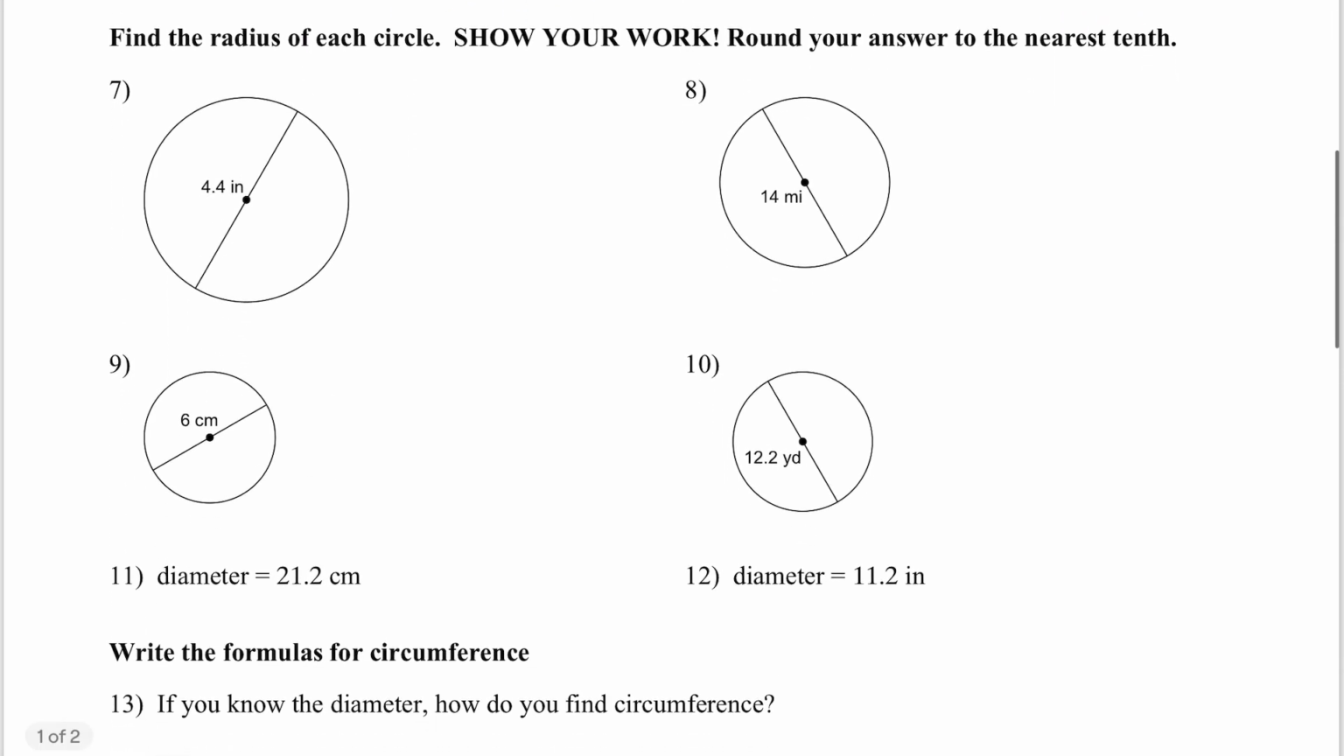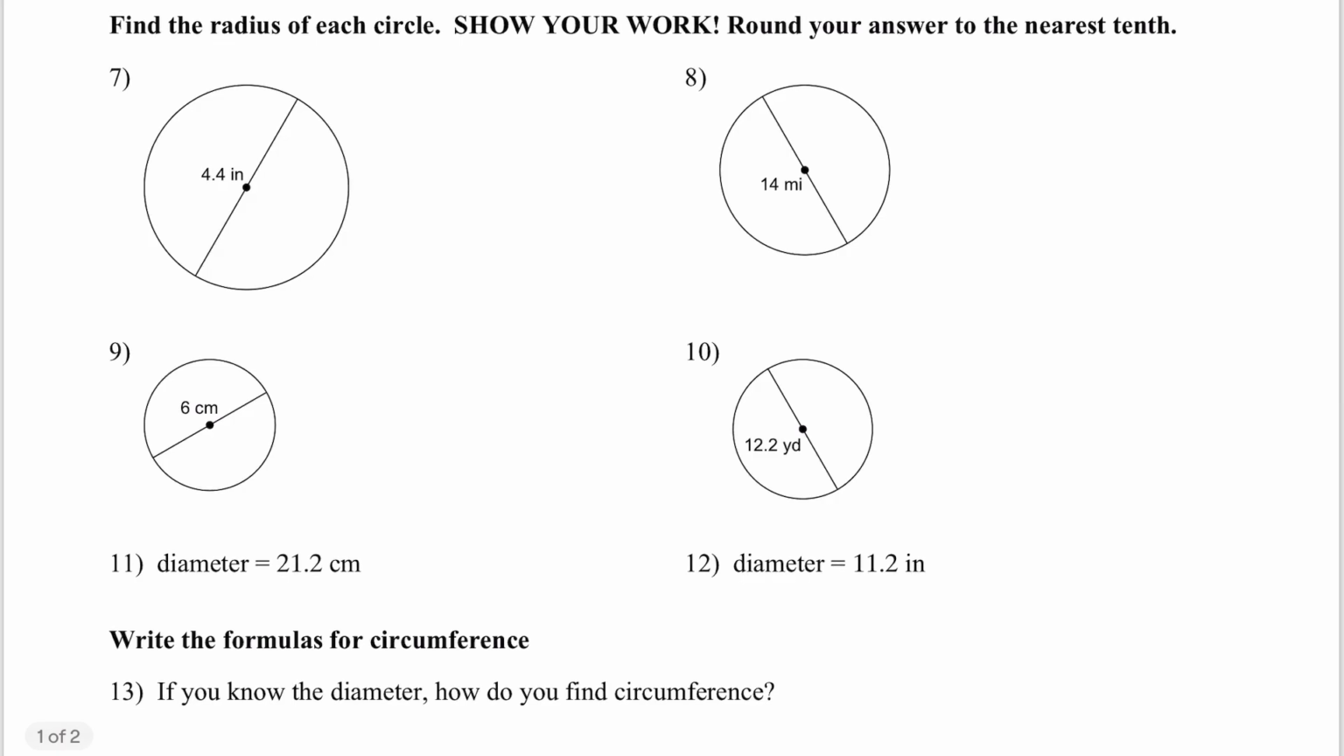So when I'm looking at problems 7 through 12 and I'm looking at what piece of information it's giving, I can see that this line goes from the edge through the center all the way to the other edge. So that means this 4.4 is the diameter. But I'm looking for the radius. So remember, the radius just goes from center to edge. So if all the way through, from edge to edge, it's 4.4, how will I find the radius, which only goes from center to edge?